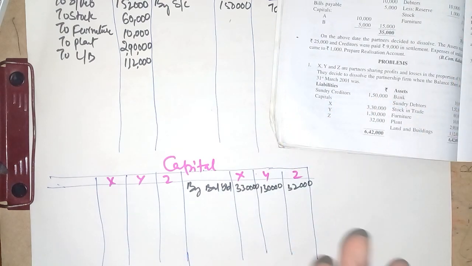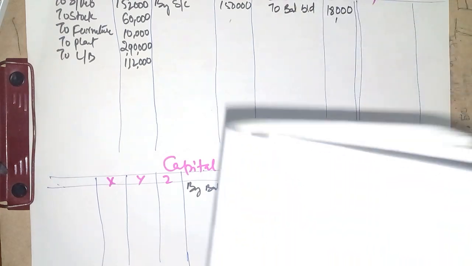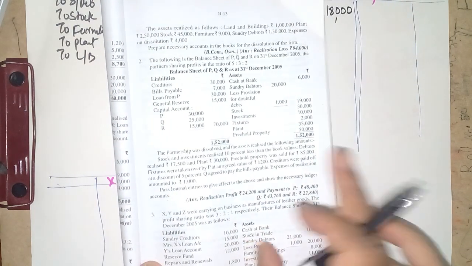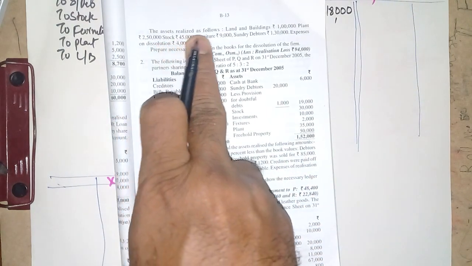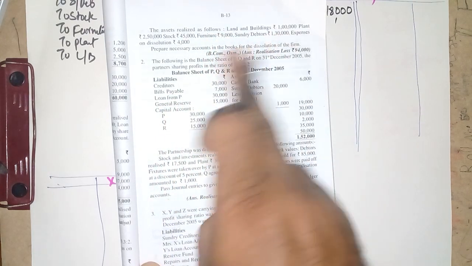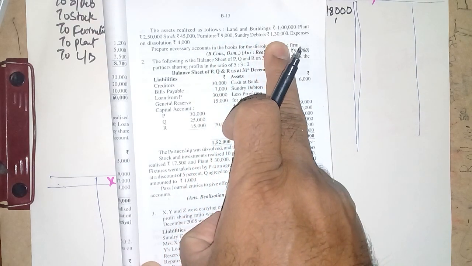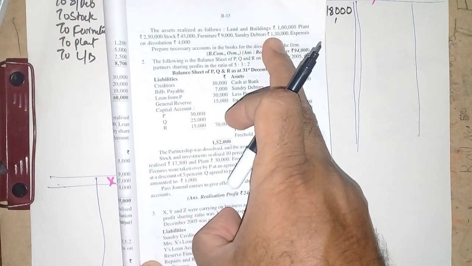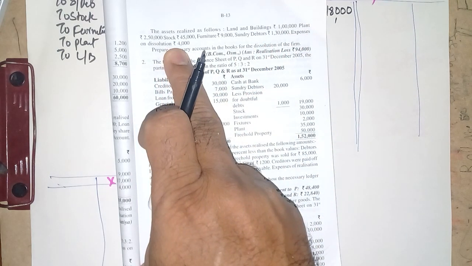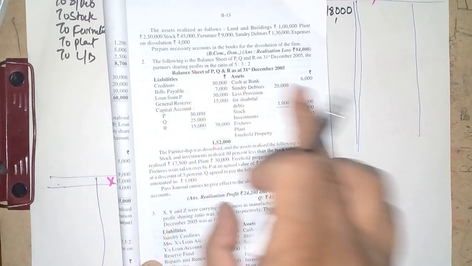Once this entire writing is over, now come to the adjustment, what the adjustment says. Right? The adjustment says that the assets realized as follows: land and building realized value, plant realized value, stock, furniture and sundry debtors. These are the realized values, in the sense we have received them from the sale of the assets. Then expenses of dissolution are given. Now we need to post them into the ledger.